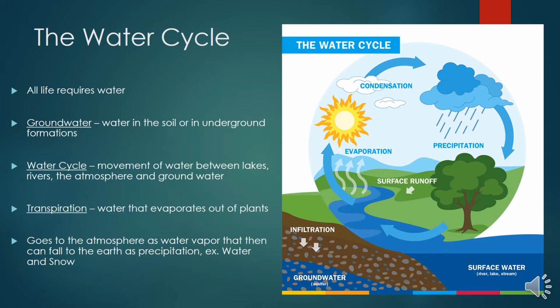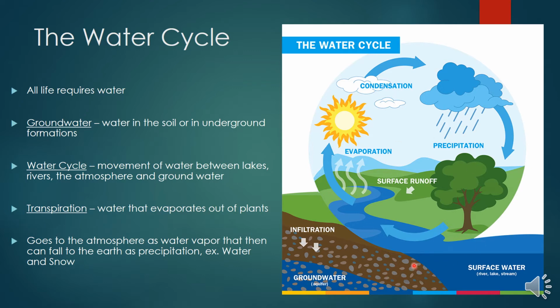The water cycle. All life requires water. Groundwater is water in the soil or in underground formations. The water cycle is the movement of water between lakes, rivers, the atmosphere, and groundwater. And transpiration is when water gets pulled out of plants and goes into the atmosphere as water vapor, and then it can fall to the earth as precipitation, like rain and snow.